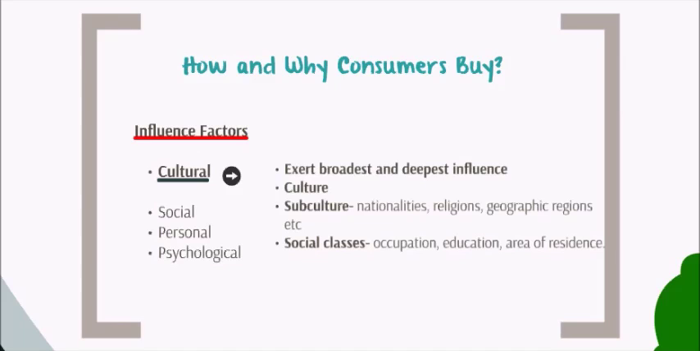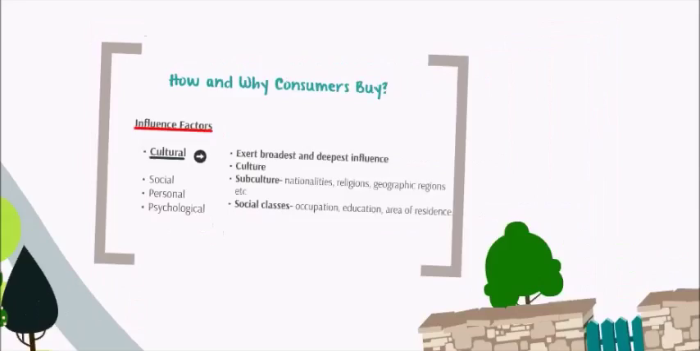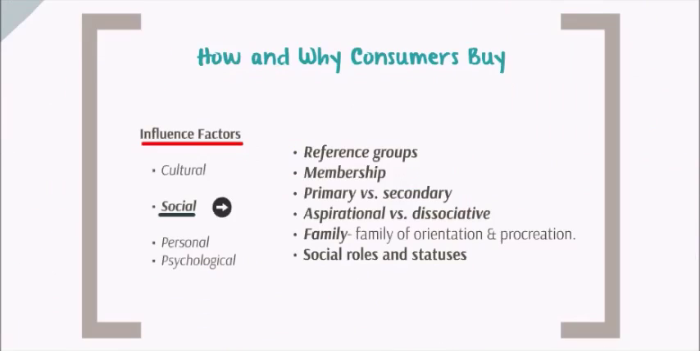Now after cultural factors, let's look at social factors. Social factors have various aspects, right from reference group to membership, primary and secondary membership, aspirational versus dissociative groups, family, and social roles and statuses. To explain what exactly a reference group is: a reference group consists of all the groups that have a direct face-to-face or indirect influence on a person's attitude or behavior.